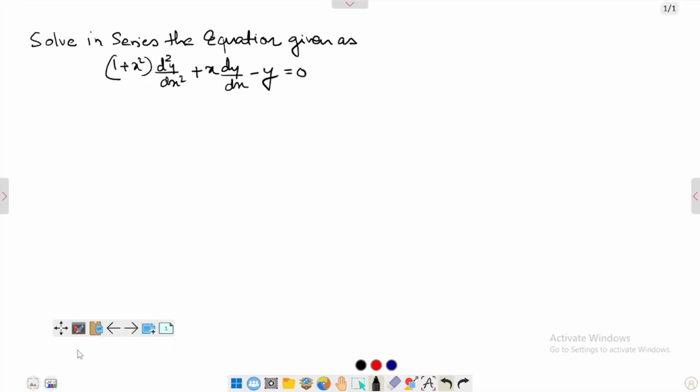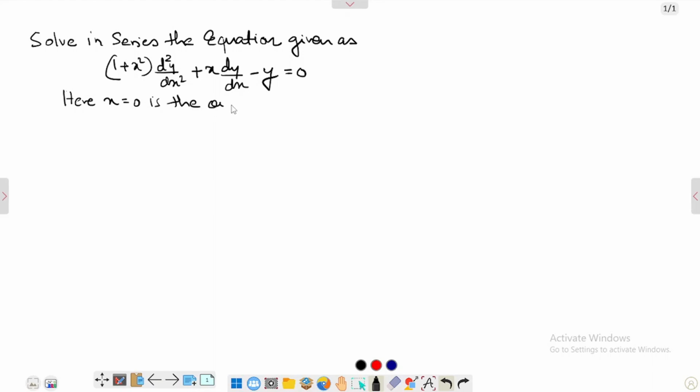Hi everyone. Today our lesson is regarding series solution of ordinary differential equation. So I will take a problem and solve it step by step, and when you get similar problems, please follow these methods. Okay? So at first, x equal to 0 is the ordinary point.